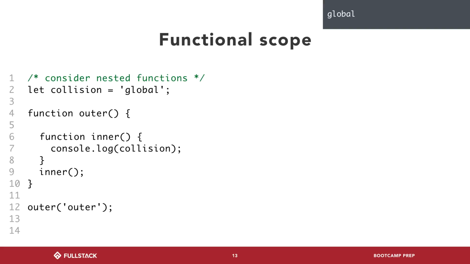Right, so in this case, collision is not in inner, it's not in outer. The only place that collision exists is in the global scope as a global variable. So by default, that's the very last place we look, and that's what we use in this example.